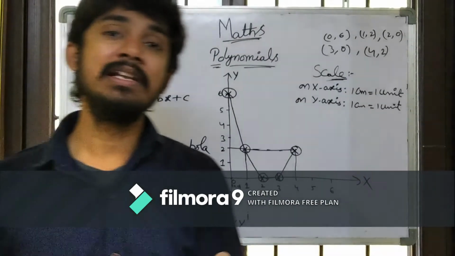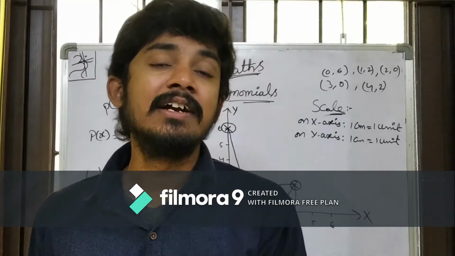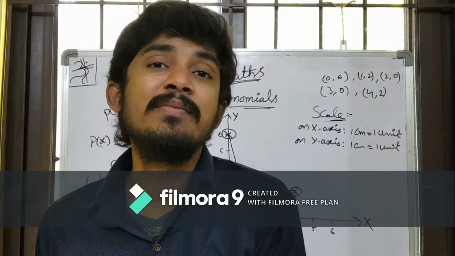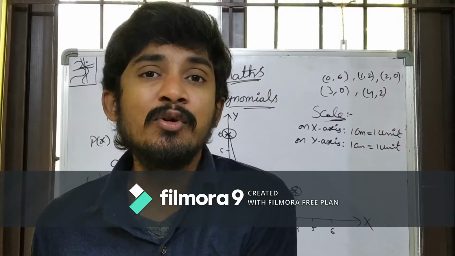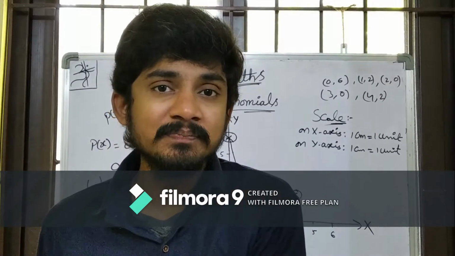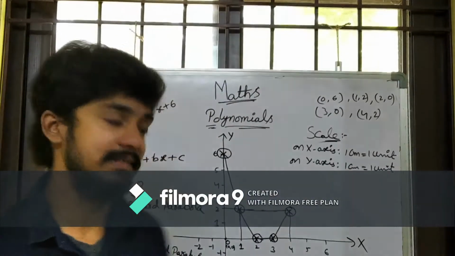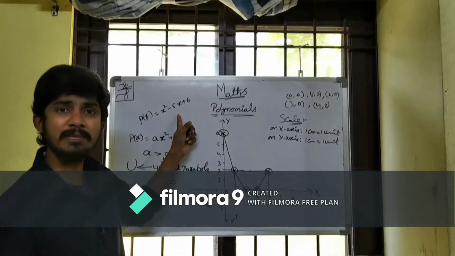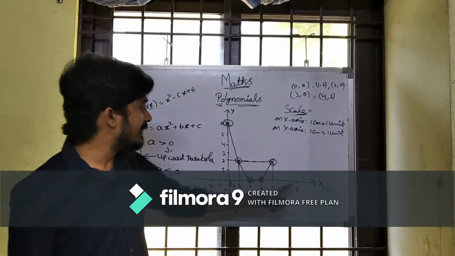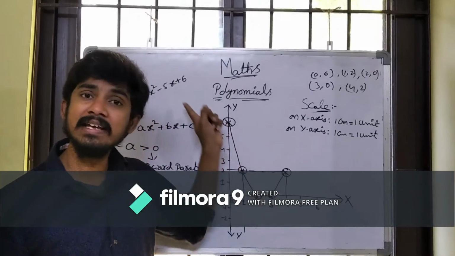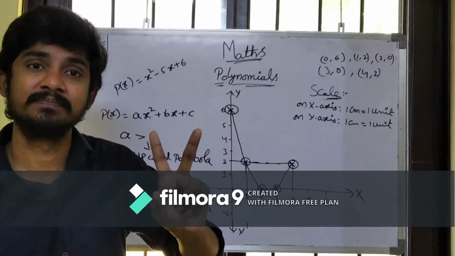The zeros of any polynomial always depend upon the intersecting points of the polynomial graph with the x-axis. Okay? This polynomial x square minus 5x plus 6 intersects the x-axis at 2 points, so that's why this polynomial has 2 solutions.